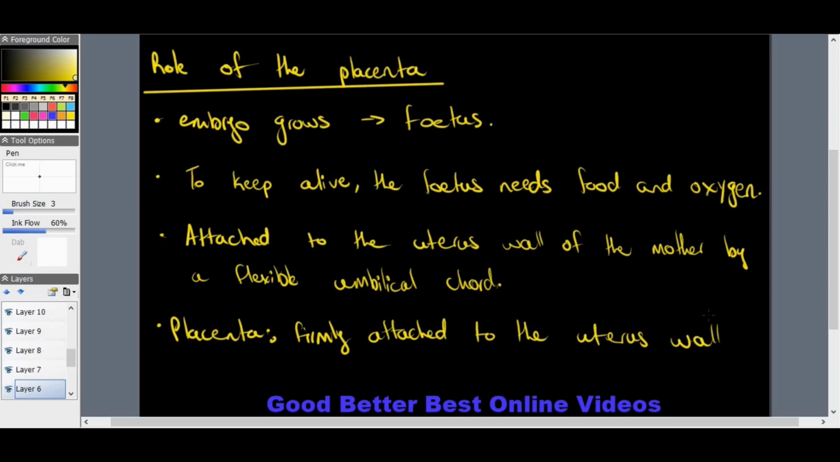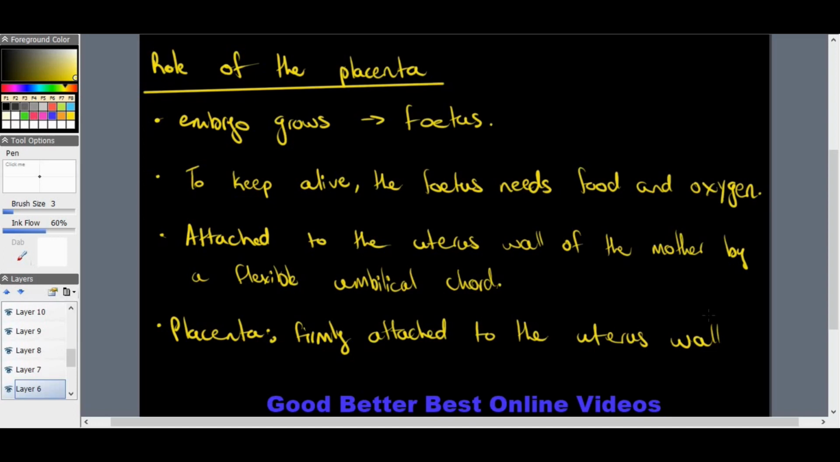I know I've said this word a lot lately, but blood from the fetus goes into the placenta, where it is very close to the mother's inner uterus. When I say close to the mother's blood, although they are kept very, very separate. Substances such as food and oxygen travel down the umbilical cord.